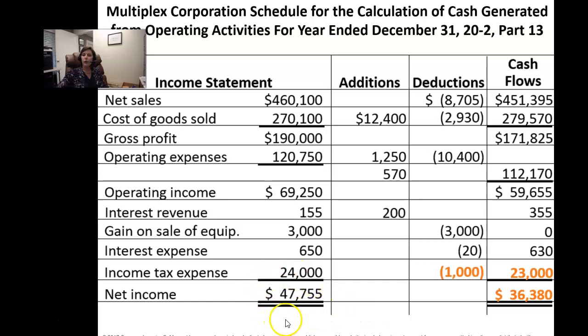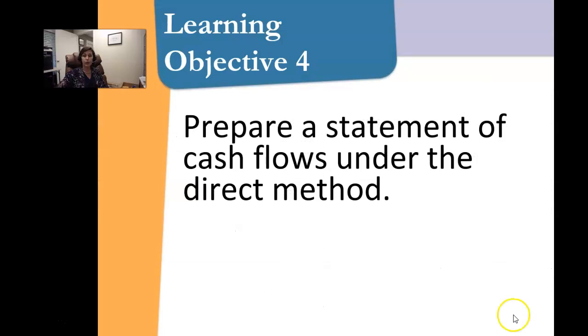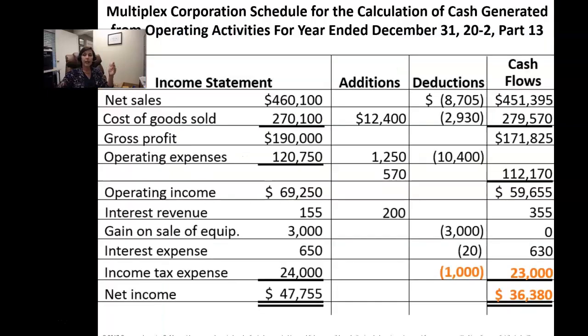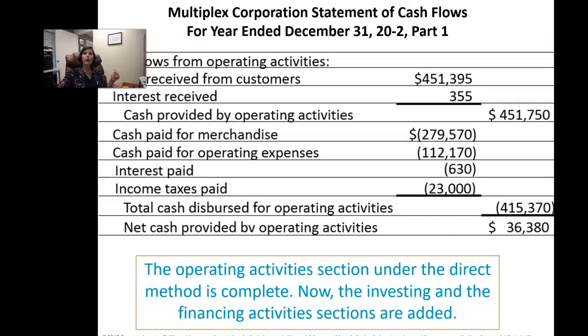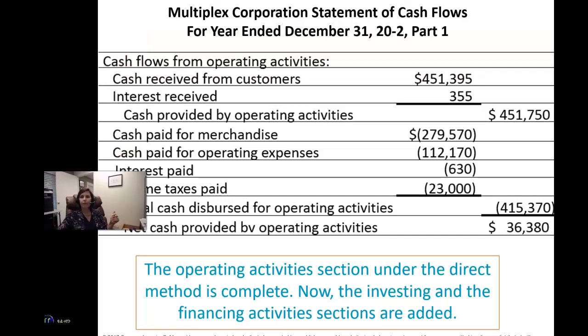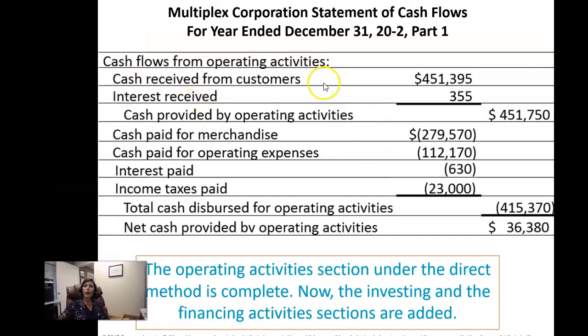This gets us from our accrual-based net income of 47,755 to a cash basis net income of 36,380. And so now we've done the calculations. We're going to take this final column here and turn it into an actual financial statement of cash flows. And here we go.